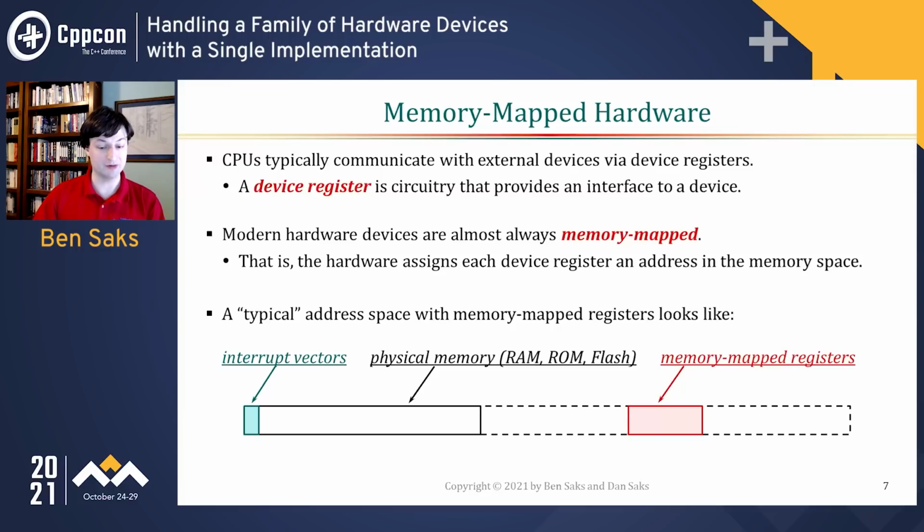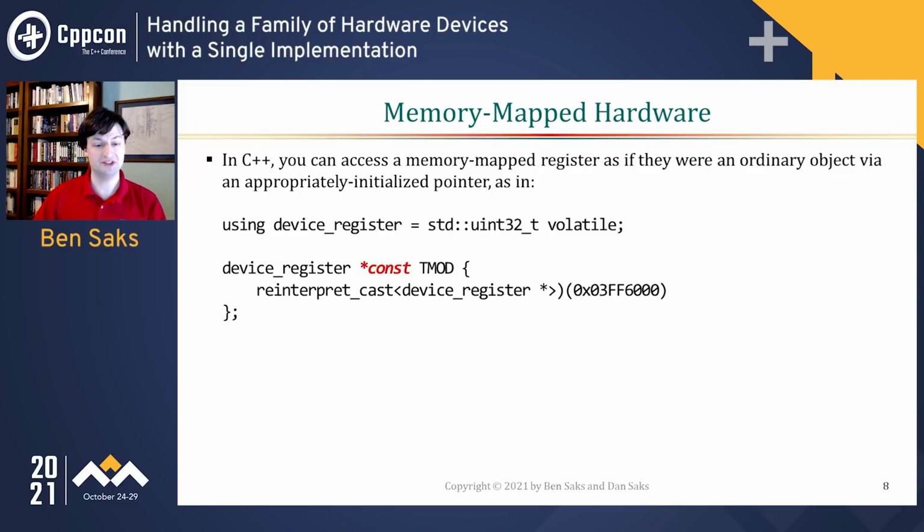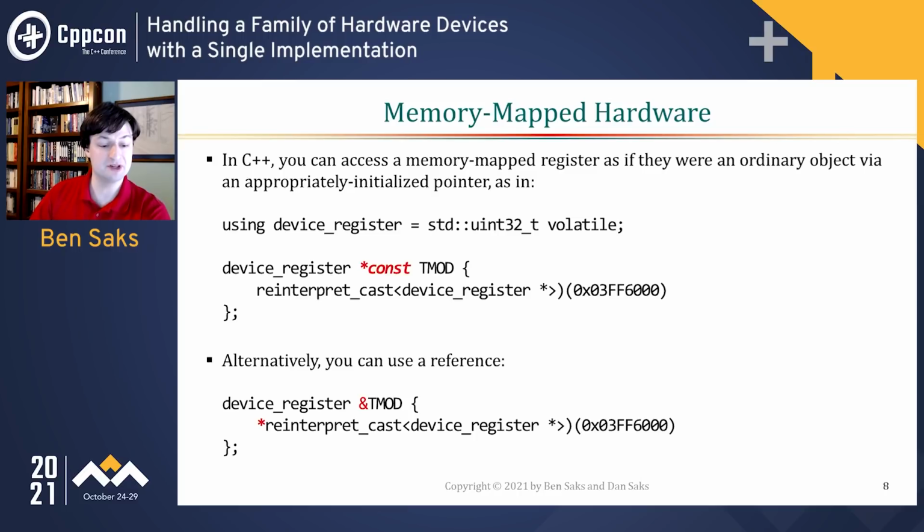So you'll have part of your memory space that's the actual physical memory, RAM, ROM, flash, whatever it is that you have, and you'll have some other piece that is your memory mapped register space. And then when you want to talk to one of those memory mapped registers in C and C++, you can go ahead and create a pointer that points to the appropriate location and then assign to the register by writing through that pointer, or read from the register by reading through that pointer. You can just as easily use a reference. Either one will work just fine.